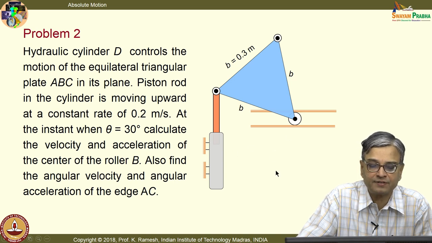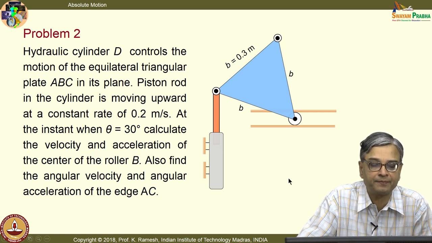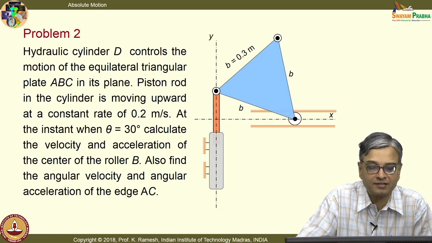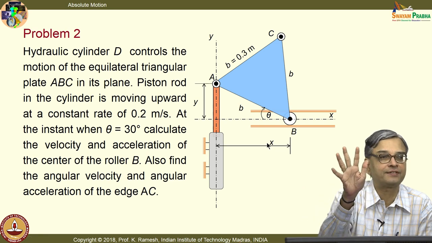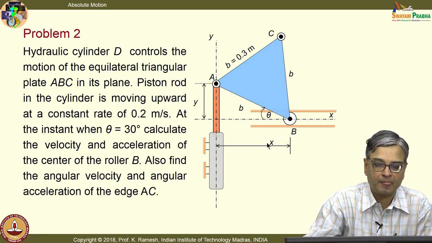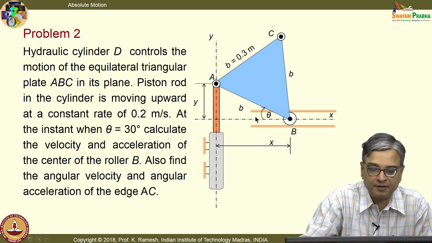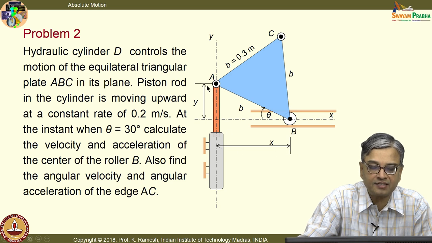This also gives an animation which tells you what happens when the cylinder is moved up. Watch the animation, then the dimensions come. The cylinder is moved up, the roller rolls and moves within that slot, and you find that the plate has a rotation. In the problem itself, it is labeled as distance x here, and this distance is taken as y, and with respect to horizontal, the orientation of the plate is theta.